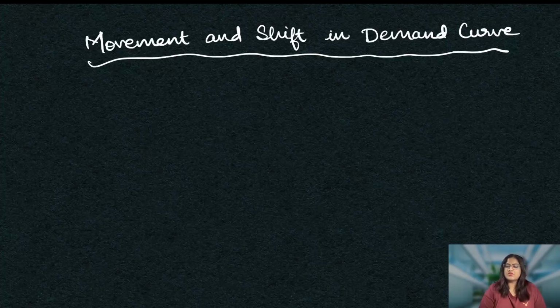Now, it is a topic that a lot of people get confused, but there is a very small idea that you have to remember so you never get confused with movement and shift. Movement in demand curve happens when the price of the product changes, whereas shift happens when any factor other than the price changes. So let's understand each of these topics separately.